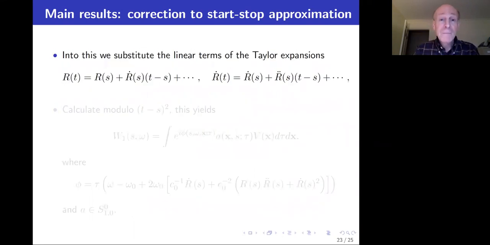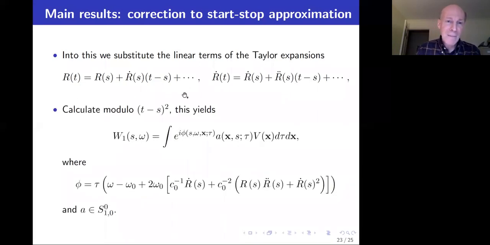And then we have to do a substitution into the phase function. And in the phase function, we actually have to not only do a Taylor expansion of R of t, we have to do a Taylor expansion of R dot of t about t equals s. And so that involves the second derivative, R double dot of s. So anyway, you put it all together, you calculate modulo t minus s squared, and finally you come up with a similar expression. We'll call this W sub 1. So this has this first order correction. Again, it's an FIO. It has a phase function, it has an amplitude of order 0. And the phase function now is this.